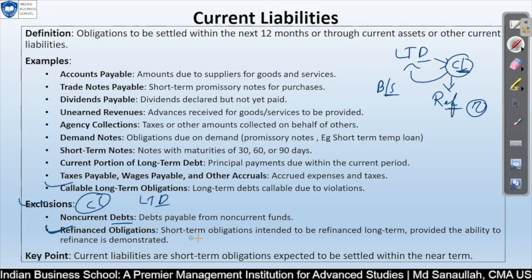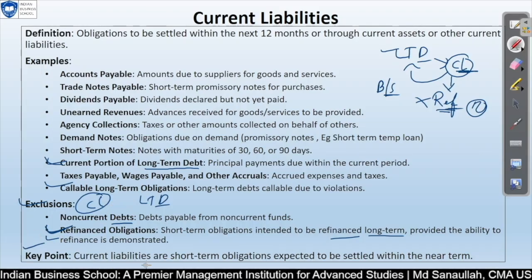Let's read it out: short-term obligation intended to be refinanced on a long-term basis, provided the ability to refinance is demonstrated. If it has been executed, then it will not be considered under your current liability. Also, if you are not able to refinance, you have to keep it in your current liability, like the current portion of long-term debt. If you are able to refinance it, then you move it back to your long-term liability. I think it is clear to you.